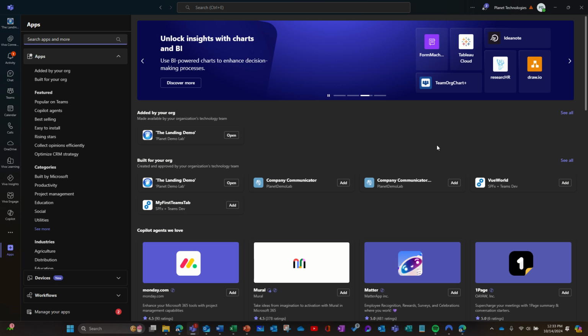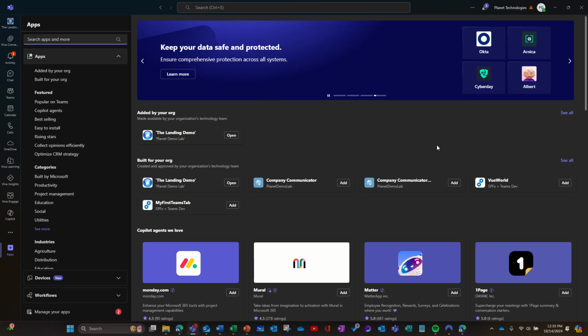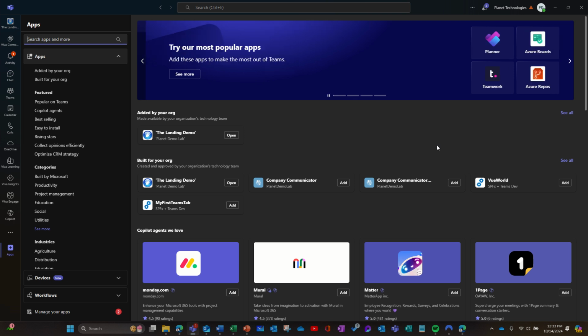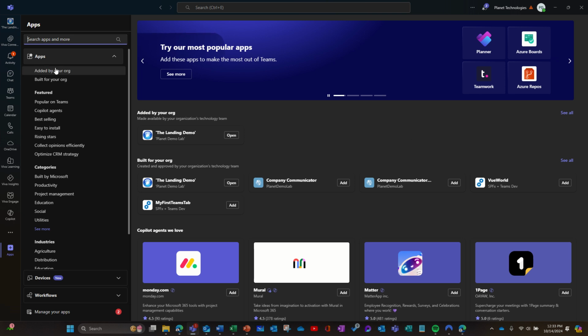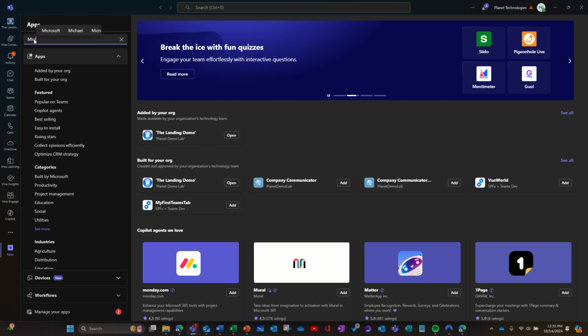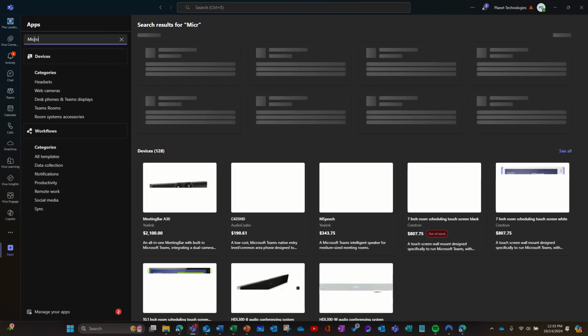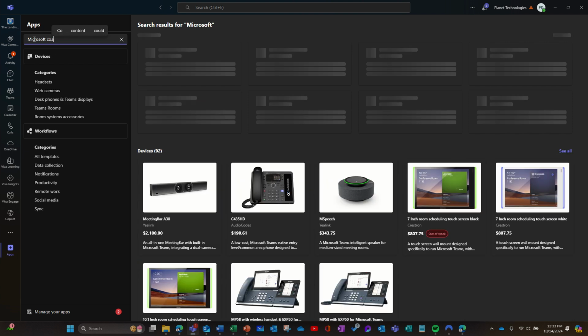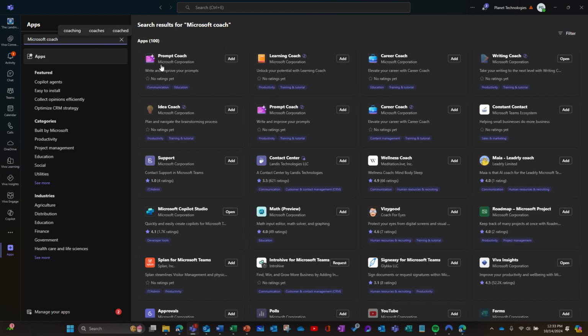Hey, did you notice that in Teams you have new components that are connected to Copilot? They're called agents, Copilot agents, and you can find them by typing Microsoft Coach. Microsoft published several coaches: a prompt coach, a learning coach, a career coach, a writing coach, an ID coach.